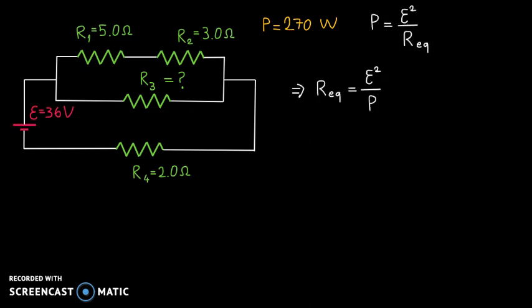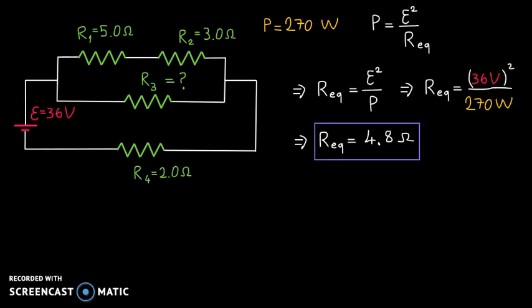Power is equal to EMF voltage squared divided by R equivalent. Rearranging my equation, I get R equivalent equals EMF voltage squared divided by power. Let's calculate this numerically. We get R equivalent equal to 4.8 ohms.